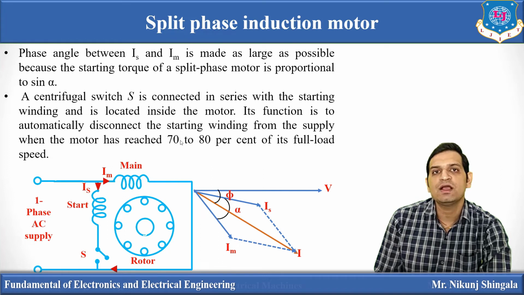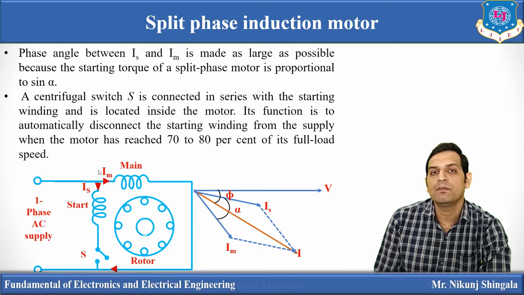Its function is to automatically disconnect the starting winding from the supply when the motor reaches 70 to 80% of the full load speed. So once the motor starts to rotate, spinning is provided by the starting winding, and when the rotor achieves 70 to 80% of its maximum speed, the centrifugal switch will work and go into the open condition. So the starting winding will be disconnected from the single phase AC supply. Now only one winding is there, that is the main winding, which is running on the single phase supply.